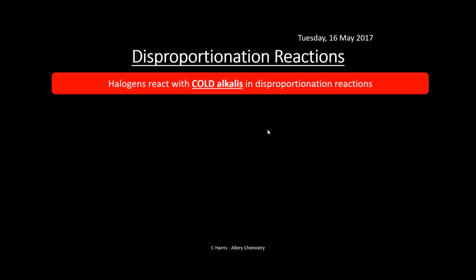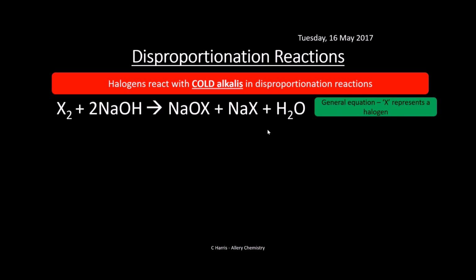Okay, disproportionation reactions. Halogens react with cold alkalis. Now, there's a difference here because we're going to look at cold and then we're going to look at hot alkalis. So these are the ones with cold, and these go via a disproportionation reaction. So let's have a look at the general equation. X2 represents a halogen. React that with sodium hydroxide and we form this. X is the halogen. Okay, so we form our chlorate like we've just seen before.